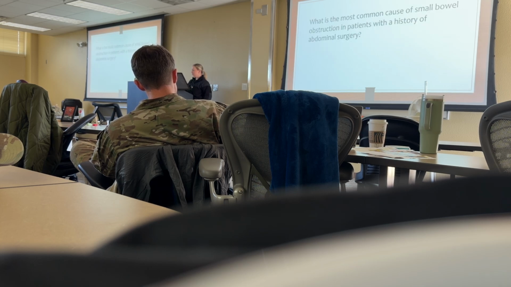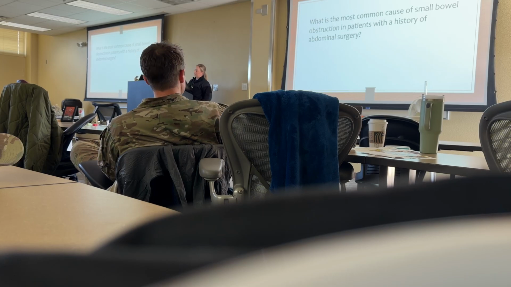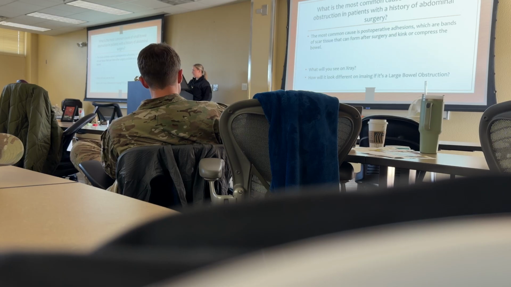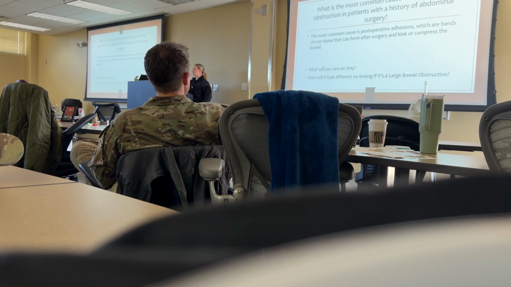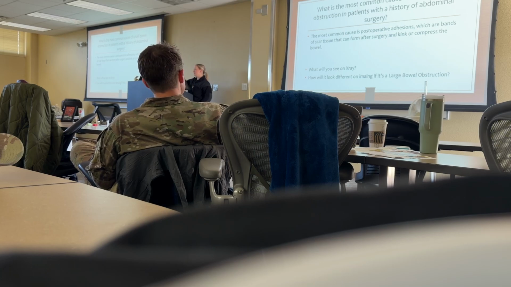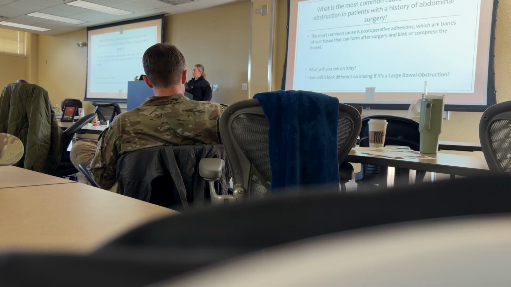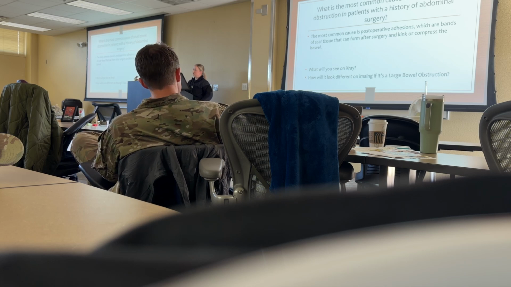Alright. What is the most common cause of small bowel obstruction in patients with a history of abdominal surgery? Post-surgical adhesions. Good. Okay, what will you see on x-ray? Dilated loops of bowel. Right. What do the small intestines look like? Stack of coins on its side, or that ladder, right? How do you differentiate between that and a large bowel? Haustra, yep. What does a haustra look like if they're dilated? Yeah, big pouches, good.